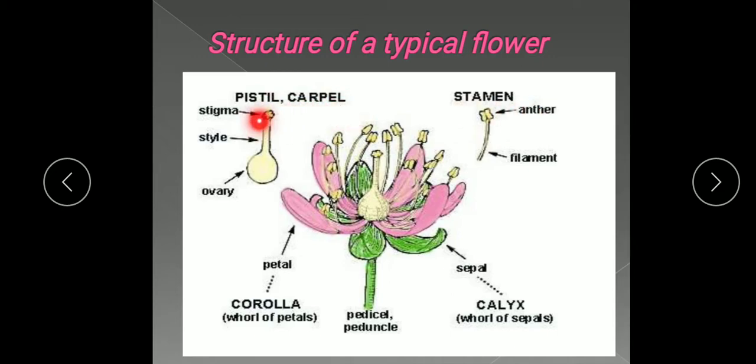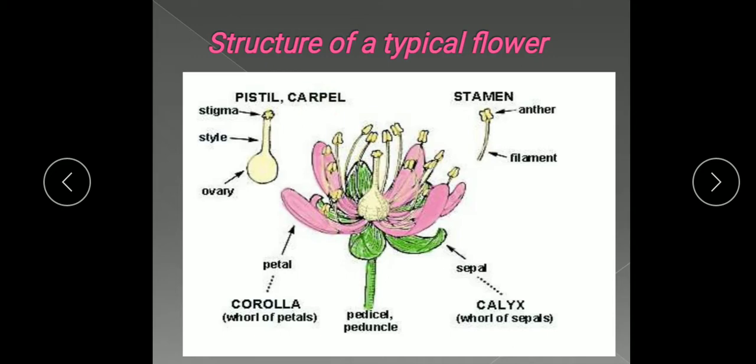As I said, you can call the carpel the pistil also. So the pistil or carpel is the female reproductive part, and the stamen is the male reproductive part in the flower. Stamens are known as microsporophylls also. They make up the androecium. So many stamens together make the androecium, and many carpels together form the gynoecium. Carpels are known as megasporophylls also.